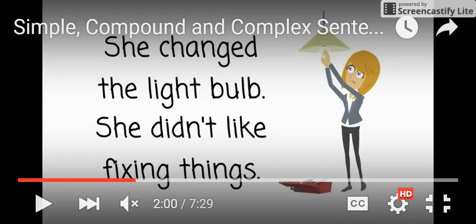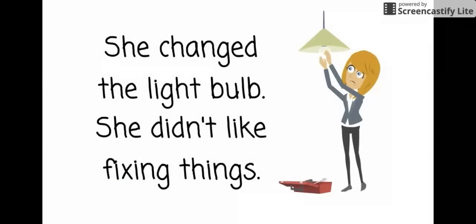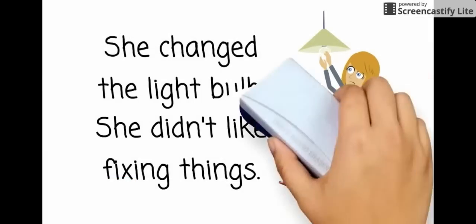Okay, so far you should have 3 sentence types, simple, compound, complex. You should have the subheading that says simple sentences with the writing underneath that says one complete thought. Then you should also have an example. So she changed the light bulb. Cool, let's move on.